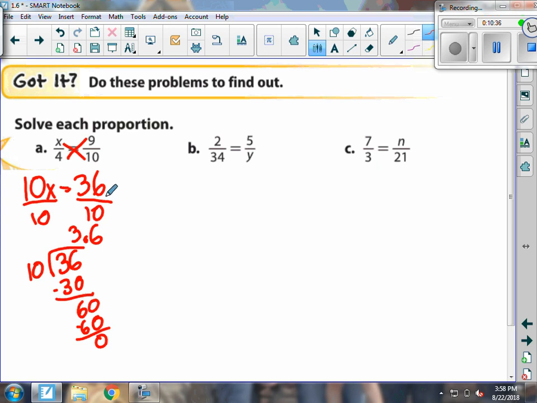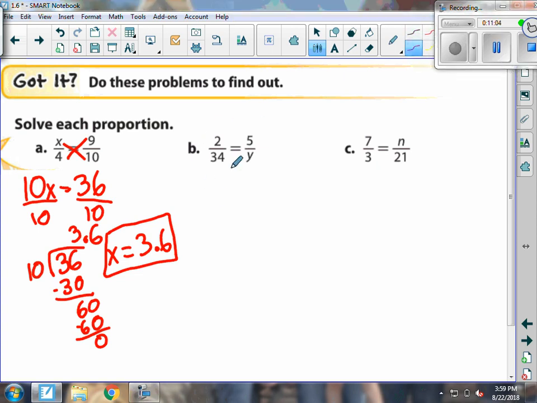Okay, so dividing by 10 is the same thing as just moving our decimal to the left once. So x is equal to, and I didn't round, it zeroed out, so I'm actually using the equal sign, 3.6. So there's my answer for A. So go ahead and pause this and work on B and C for a moment, please.